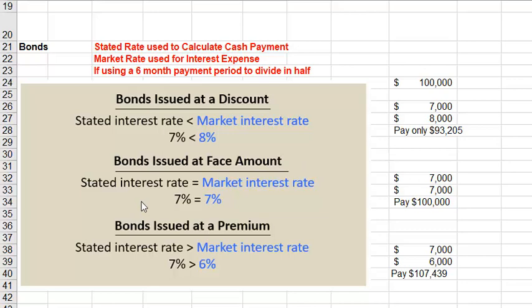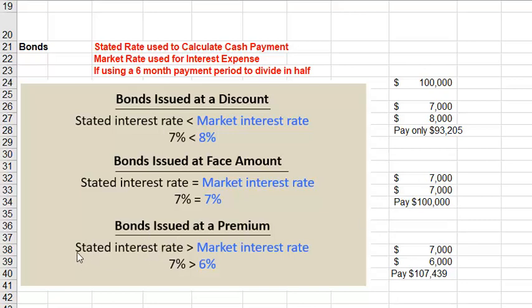Bonds issued at face amount are much easier than the discounts and premiums. Our stated interest rate is the same as our market interest rate. In this example, 7% and 7%. We are paying cash in briefcases of $7,000, whereas the market is also paying that same amount in cash. The marketplace is going to pay $100,000 for our bond.